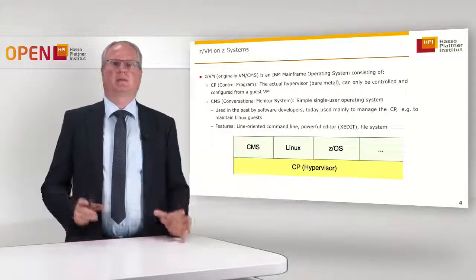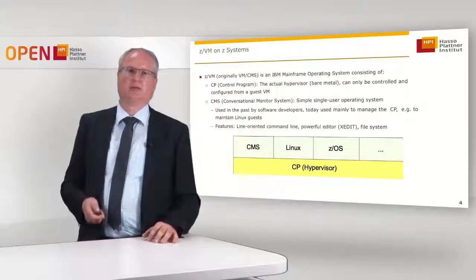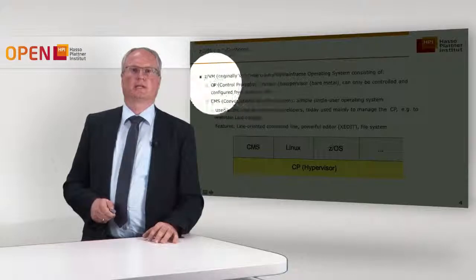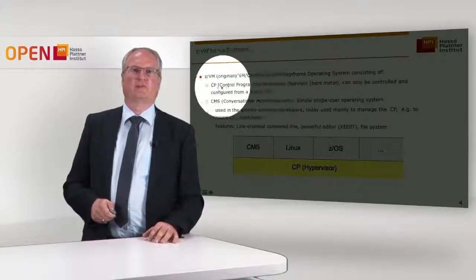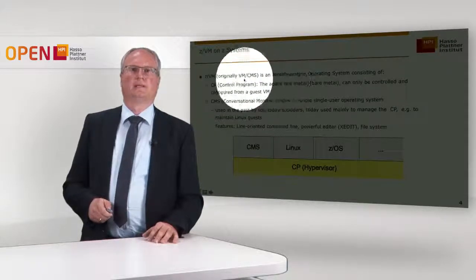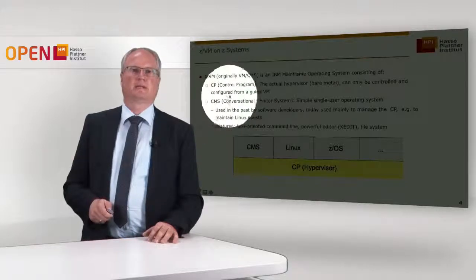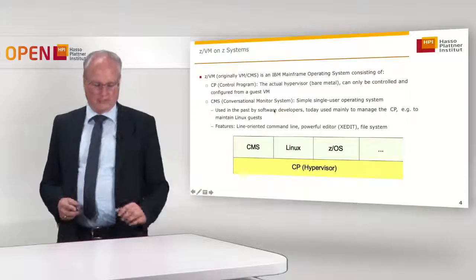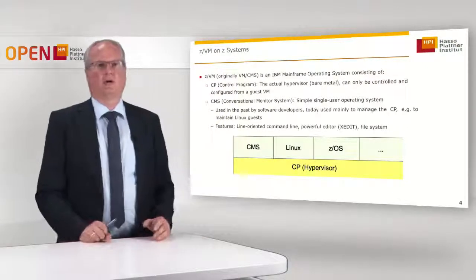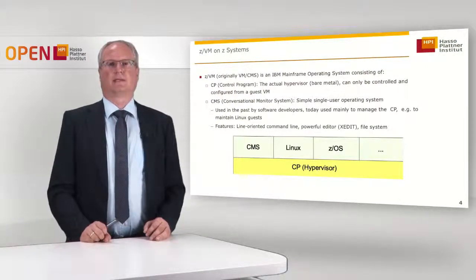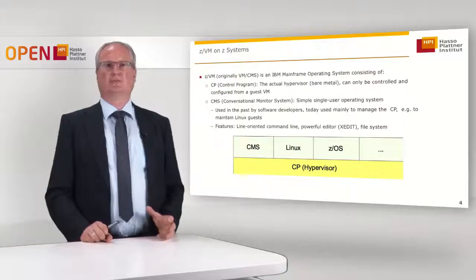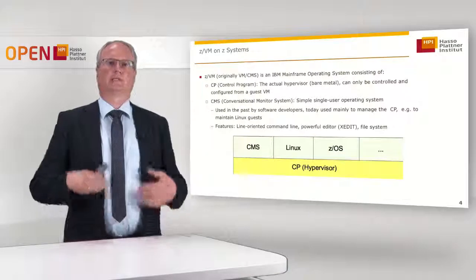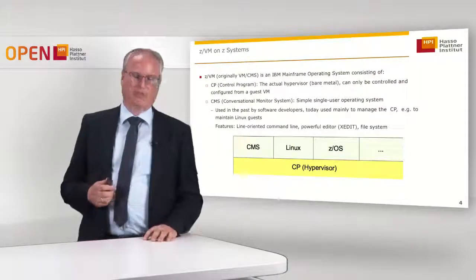zVM is the product name, and it has two parts. The first one is called the CP, the control program. And this is the actual hypervisor software. And the second part is the CMS, the conversational monitor system. The CMS is itself a small operating system. It's a simple single-user mainframe operating system that allows interactive work at the machine.